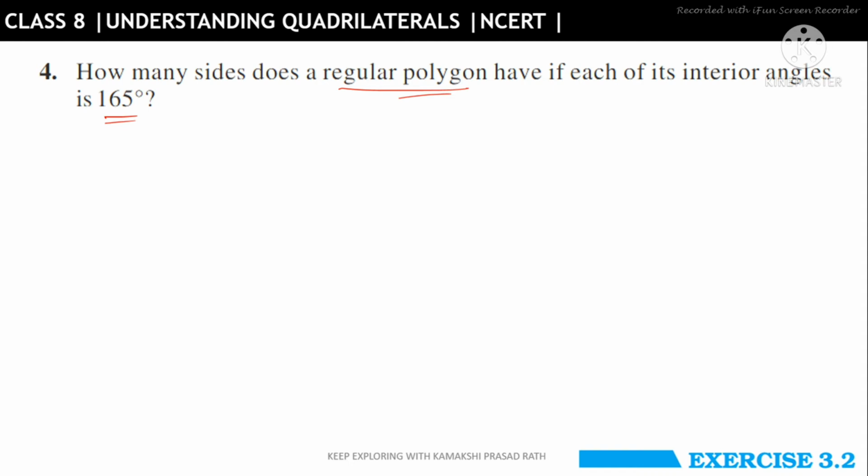So first we will find the measure of each exterior angle. That is important. First you have to find the measure of each exterior angle. Now how to find the exterior angle? We know for any figure, if we have an exterior angle, the relation between exterior and interior angles is that they always form a linear pair. So linear pair means the sum is 180 degrees.